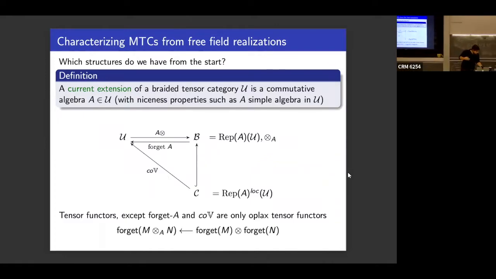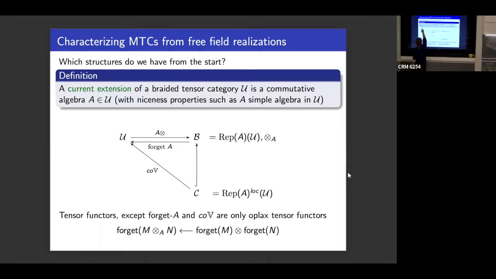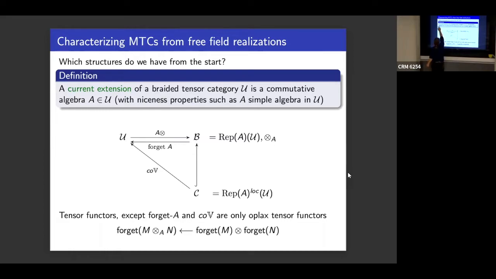Which structures do we have from the start? I'm always talking about orbifolds by Nichols algebras, that's the philosophy, but this of course we don't have, right? What do we have? Let me use the following name for a trivial thing. A simple current extension of a braided tensor category should simply be a choice of a commutative algebra in this tensor category, which has certain nice properties, which we have to fix in the next slides. But for example, A should be a simple algebra. If A is not a simple algebra, then things get more weird.